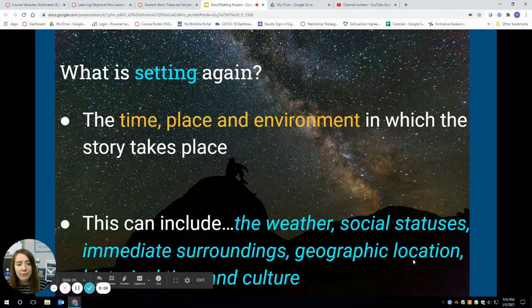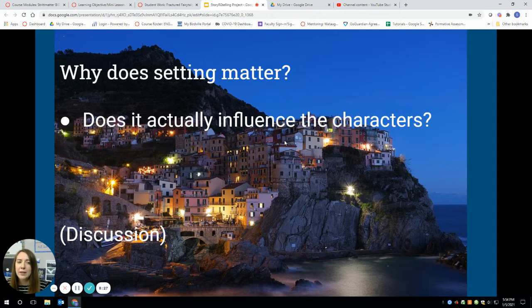What about the geographic location? Does it happen in the mountains? Does it happen in the woods? Does it happen under the sea, like The Little Mermaid? And also you need to look at the historical time and culture, if it's a more realistic story or a historical fiction story. So does it take place in London in the 1840s, or does it take place in ancient Samaria? Who knows?